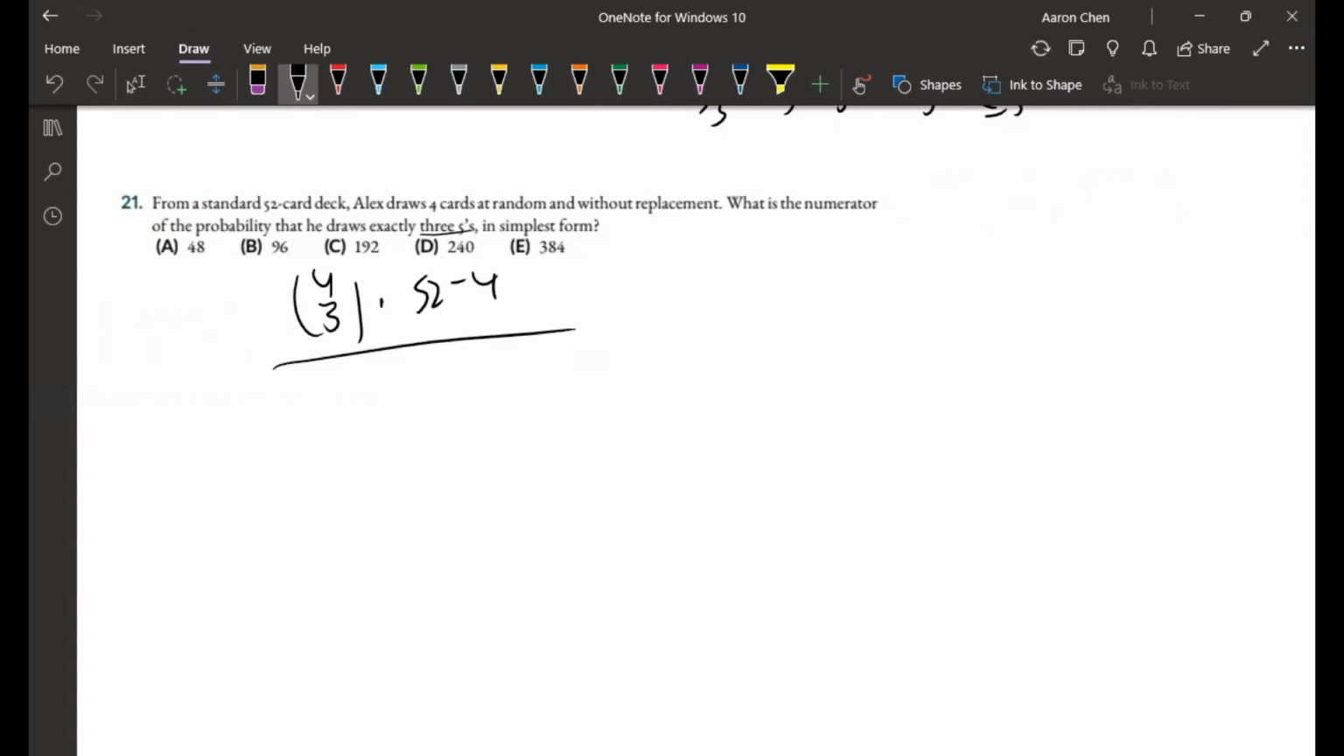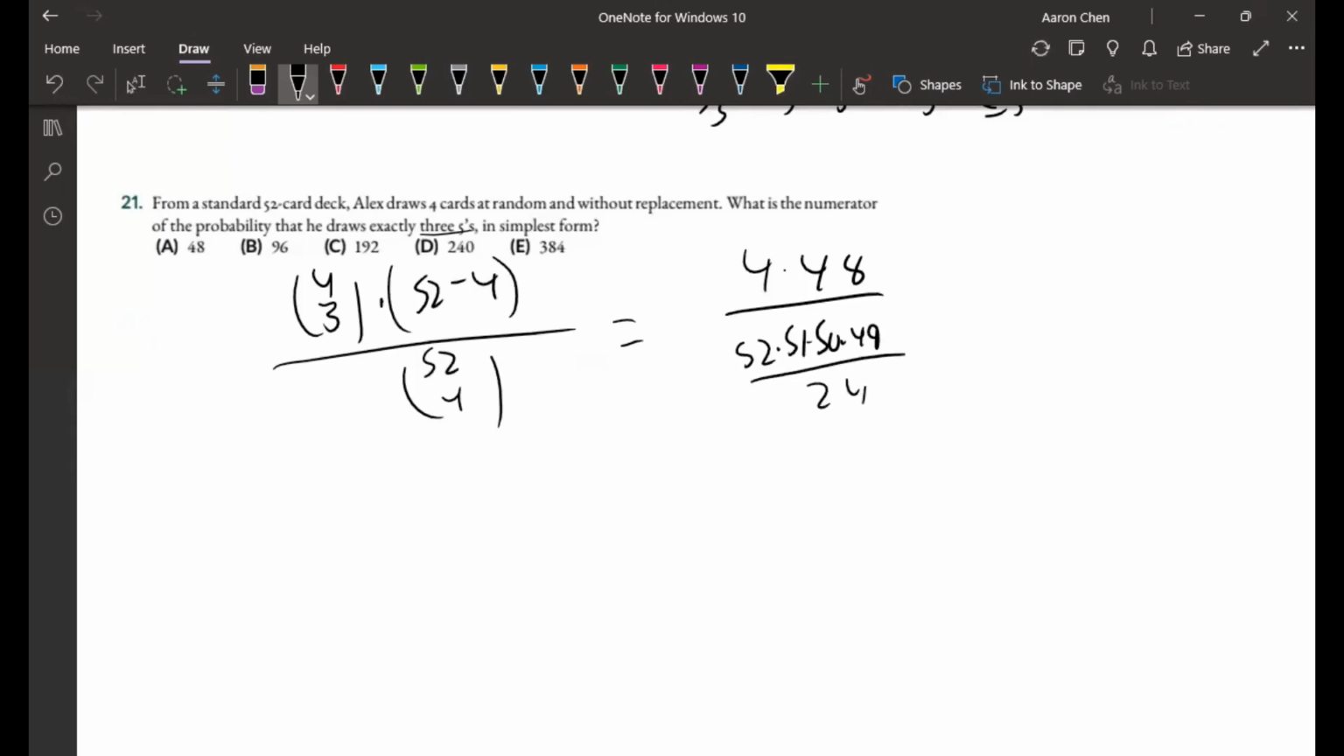And the number of ways you can choose 4 cards is just 52 choose 4. And so this is just, oops, I forgot to add parentheses here. So this is just 4 times 48 over 52 times 51 times 50 times 49 over 24. Or it might be better to express this as 4 times 3 times 2 times 1. So this is 4 times 48 times 4 times 3 times 2 times 1 over 52 times 51 times 50 times 49.